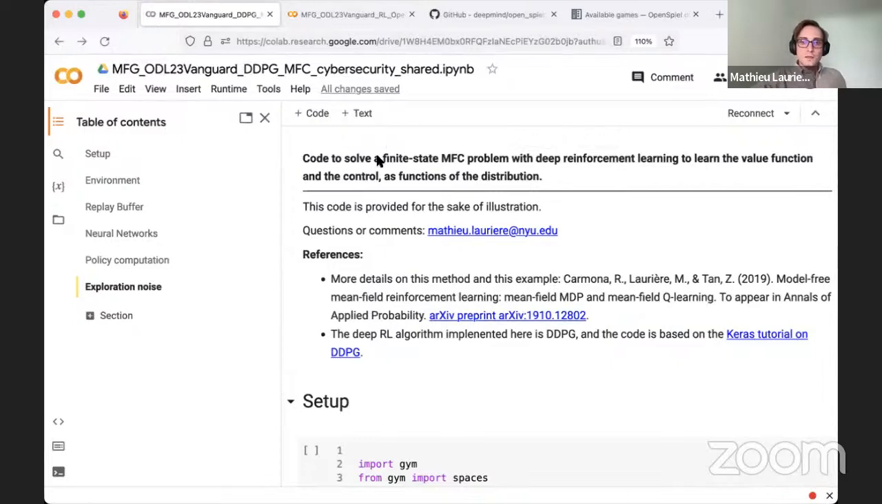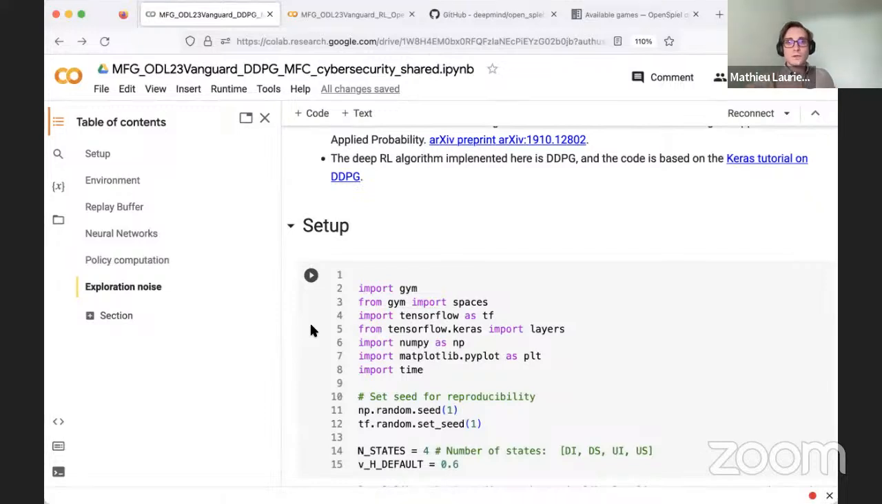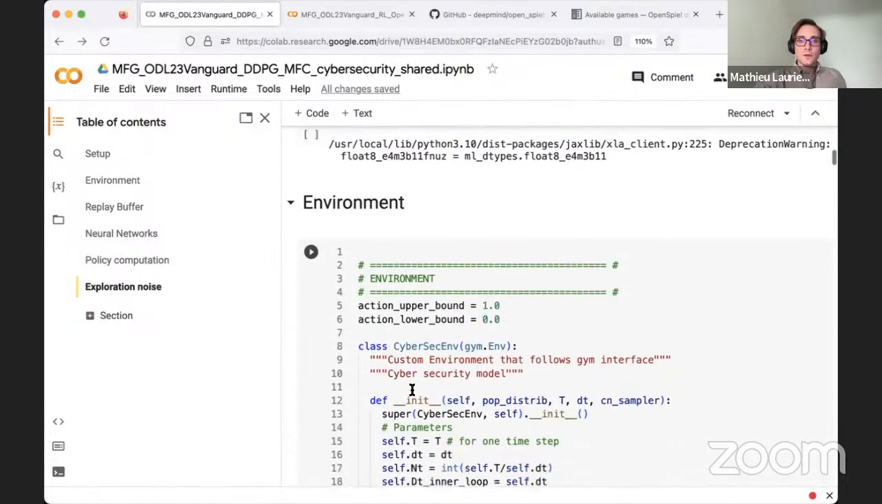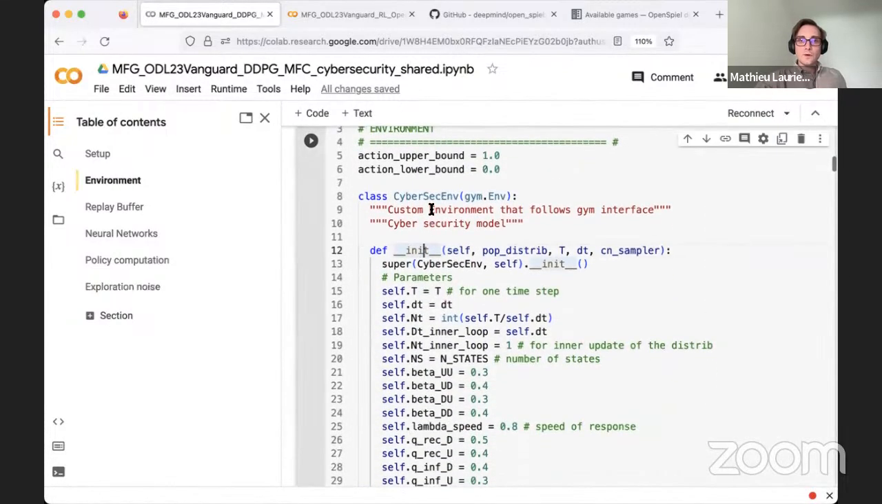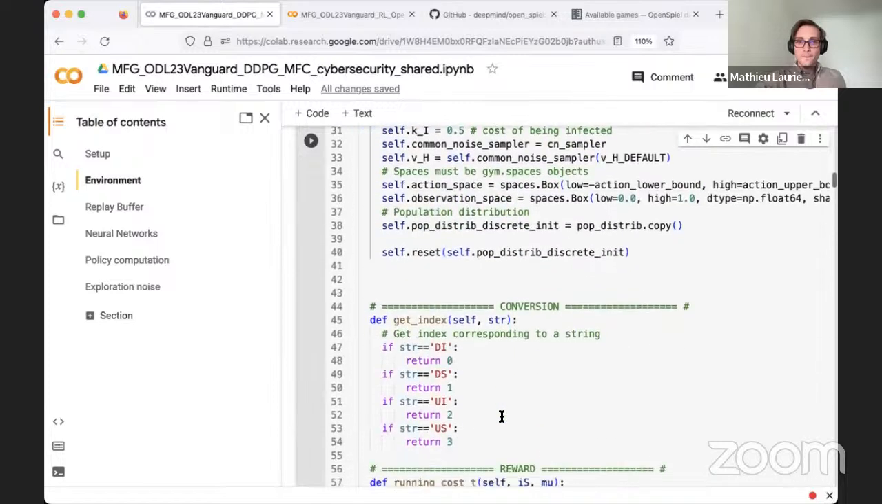So this is the example for the cybersecurity. And at a high level, what you need is an environment here, and then you need a neural network, and then you need basically the algorithm to train the policy. So this is for the setup. The environment is defined here. You see here, I define all the parameters. In particular, the betas are given for the transition rates in the transition matrix.